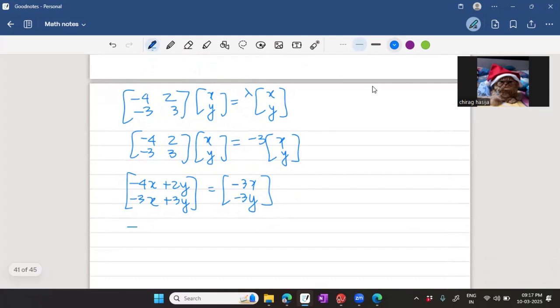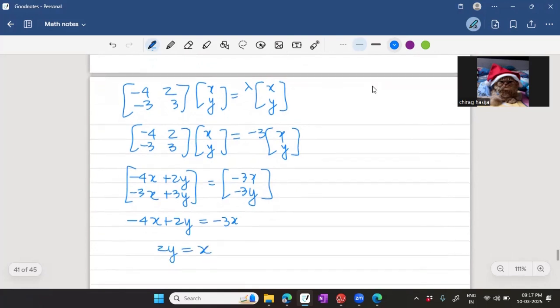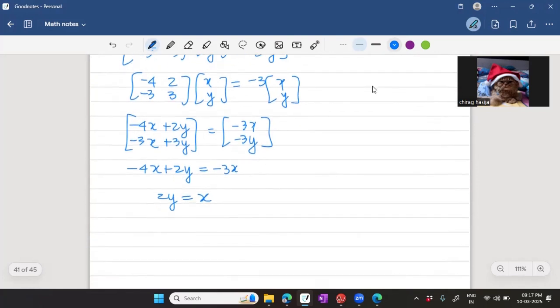If I look at the first one, it is minus 4x plus 2y is equal to minus 3x. So if I take this minus 4x to the other side, it will be 2y is equal to x. Correct. From this, we always try to get the eigenvector values to be integers. To get integer values, we can take a random x value and y will be derived from that. So if I take y is equal to 1, my x should be 2.